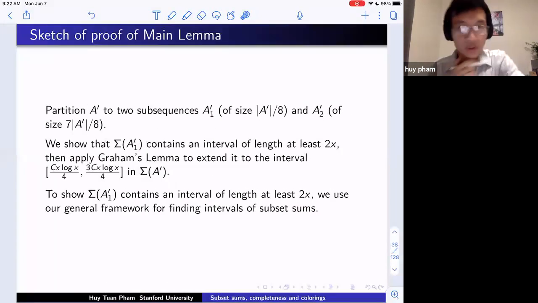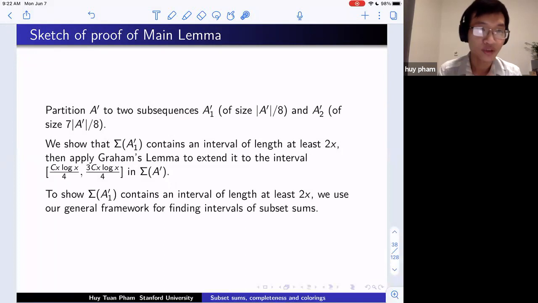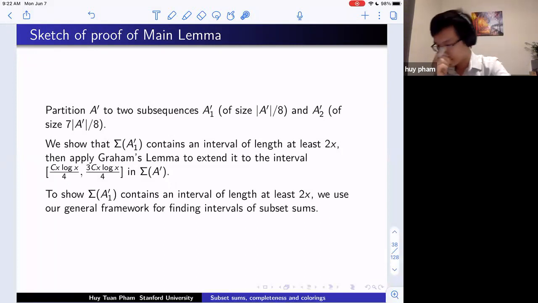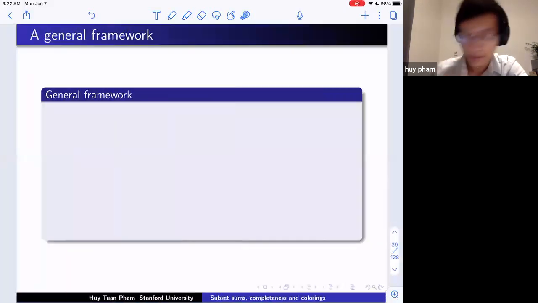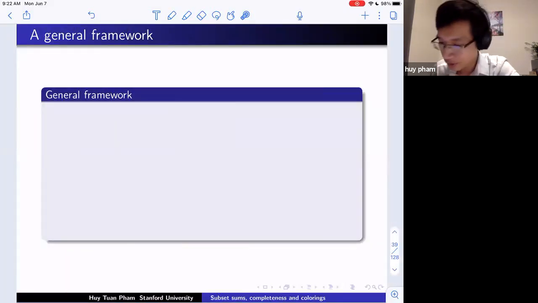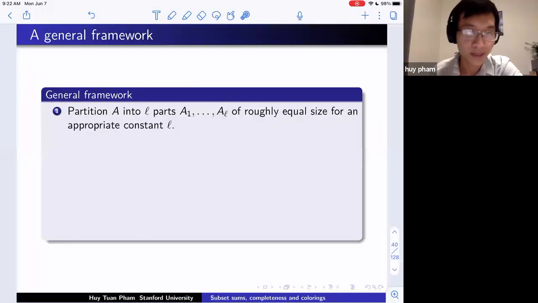So the crucial step now is to show that sigma of A1 prime contains an interval of length at least 2x. And to do this task, we'll use our general framework for finding intervals in subset sum. And this framework will be used several times in our later applications as well. So let me give a general discussion of this framework. It proceeds in 4 steps.